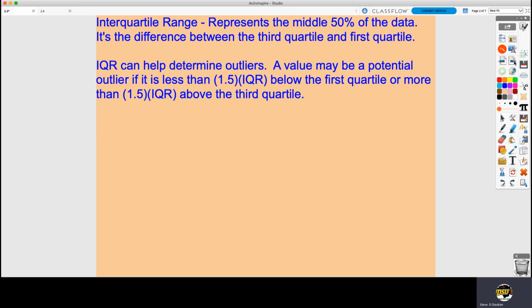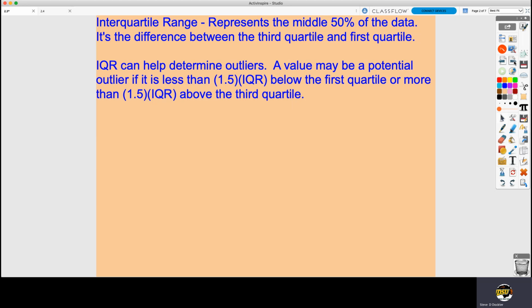Another one that we need to know is the interquartile range. That represents the middle 50% of the data. So that is simply the third quartile minus the first quartile. So if you're thinking about a box and whisker plot, which we're going to do in a little bit, it's all the numbers that fall inside the box that the interquartile range represents. Okay, so down below is something more important that we need.